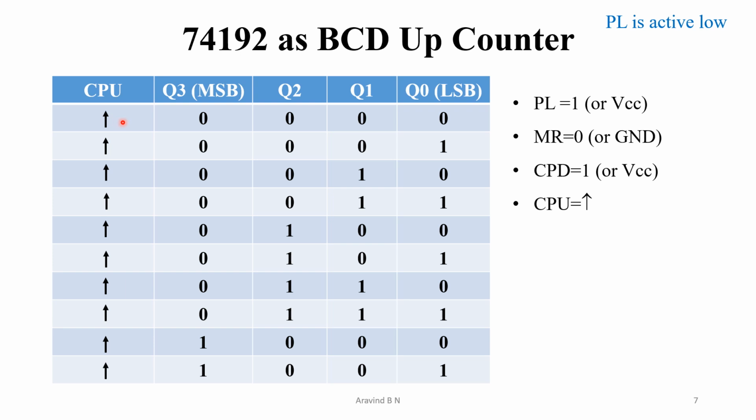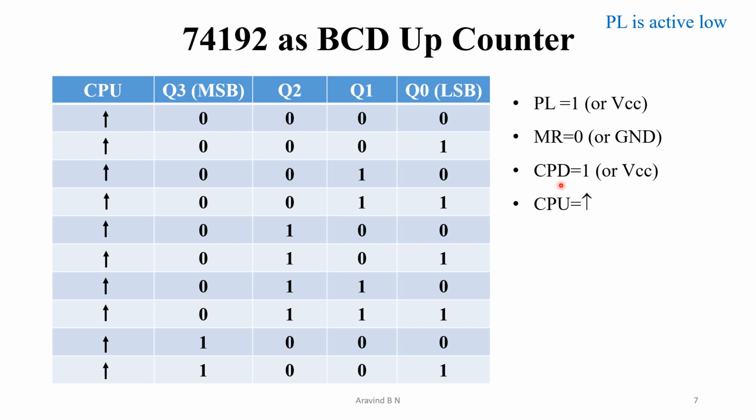CPU is enabled, in the sense it will be connected to the clock. Therefore, at every positive edge of the clock, there will be one counting operation. The other states will be like this. PL, parallel load, we have to disable it, therefore we are connecting that to VCC or to the value 1. Master reset has to be disabled, therefore we are going to connect that to 0 or to the ground.